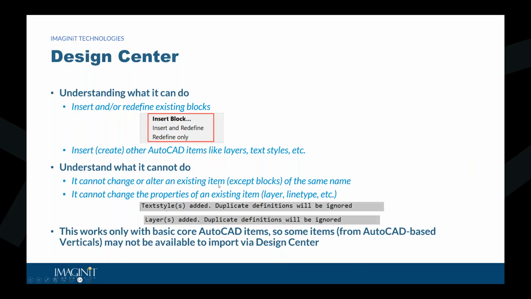Here's the things it can't do. It can't change or alter an existing item except blocks of the same name. It can't change the properties of an existing item, so like layers and line types, etc. It'll tell you duplicate definitions will be ignored. Now the big thing is this only works with core AutoCAD items. So some items from AutoCAD-based verticals like Civil 3D will not be available to import via the Design Center, i.e. you can't bring styles from Civil 3D over. You can't bring architectural wall styles over because those don't appear in Design Center. This is just all basic AutoCAD stuff.